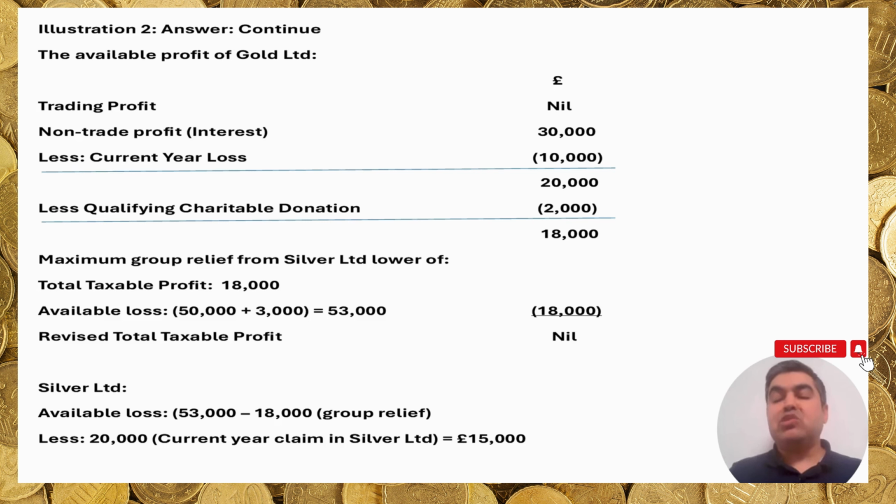If we hadn't utilized these losses, Gold Limited would have to pay corporation tax on this £18,000. Because of the group relief, they don't need to pay any corporation tax. However, Silver Limited utilized the losses and they are still left with £15,000, so it can be carried forward and set against future profit.